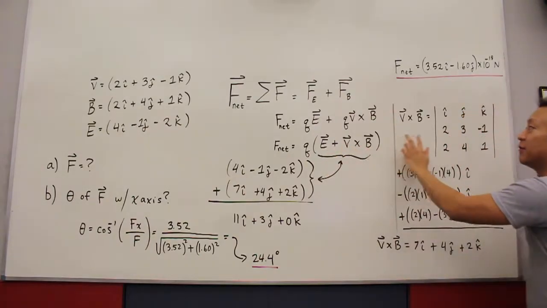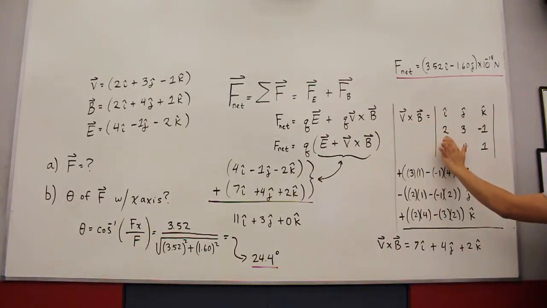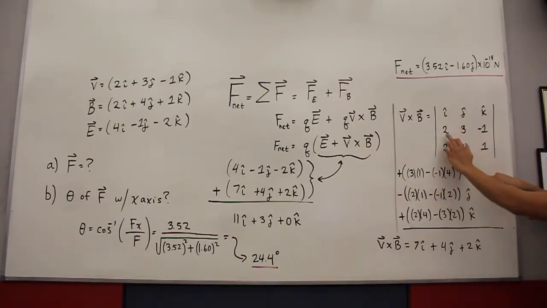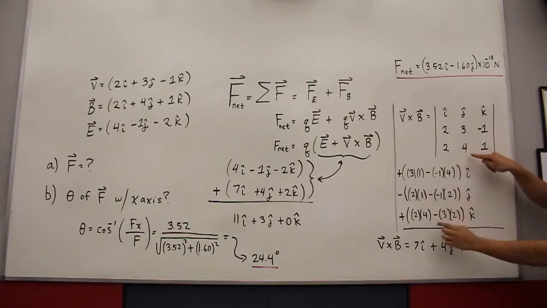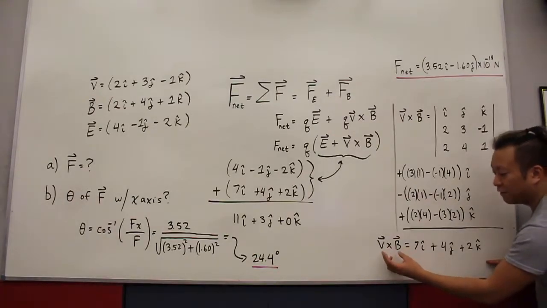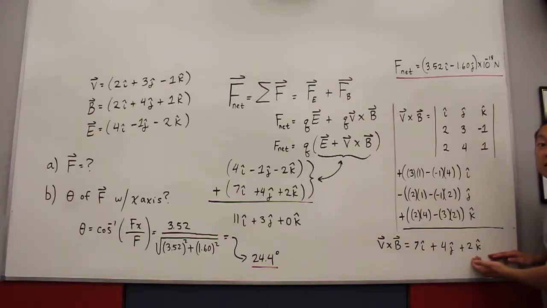So let's review the cross product real quick over here. What is the cross product? We take the vectors, we write i, j, k in our columns, and we write the corresponding numbers underneath the columns they're associated with. Then we do 3 times 1 minus -1 times 4. That's for the i component. The j component is 2 times 1 minus -1 times 2. And the k component is 2 times 4 minus 3 times 2. It follows the pattern plus, minus, plus. See that? This is the cross product of V cross B: 7i plus 4j plus 2k. That's what it is in its components.